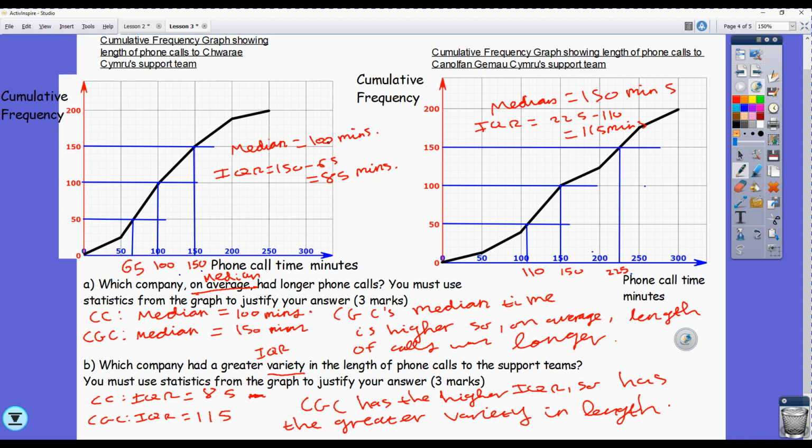So you'd need to have, for the 3 marks for each of them, both the medians correct, and then you'd have to have a conclusion based on that. So higher median, so on average length of calls was longer, that would be a valid conclusion. Higher IQR for CGC, that means there's a greater variety in length of phone calls. So I should say maybe all phone calls to guarantee it. If you do that, there's no reason why you won't get the 3 marks for each.